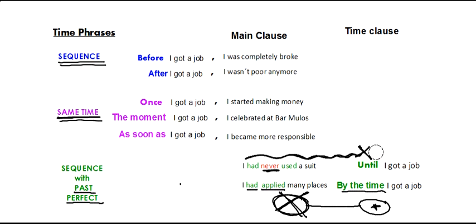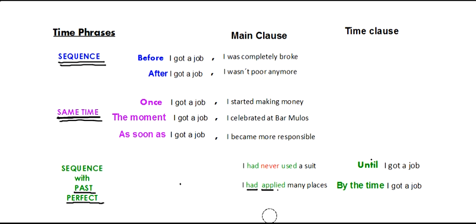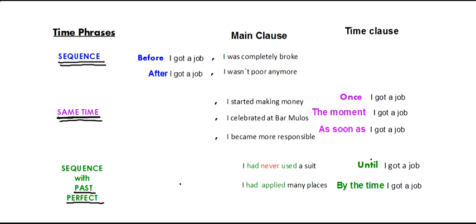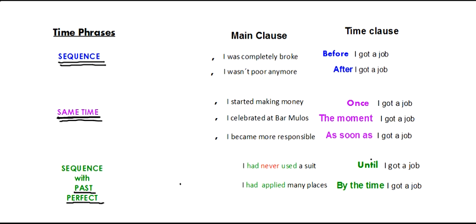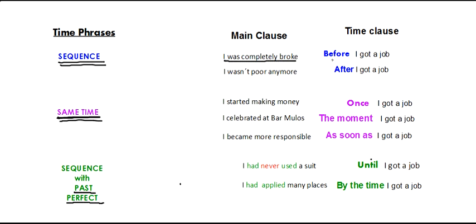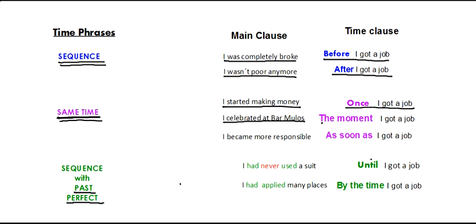Okay? Now, remember, for all of these, I can still use a different order. For example, I can put these over here, right? And I can put these over here, right? And remember, I don't need the commas anymore, so I'll get rid of those. And they all read the same. I was completely broke, starting at the top, right? I was completely broke before I got a job. Or I wasn't poor anymore after I got a job. Or I started making money once I got a job. Or I celebrated at Bar Mulo's the moment I got a job. Or I became more responsible as soon as I got a job, right?